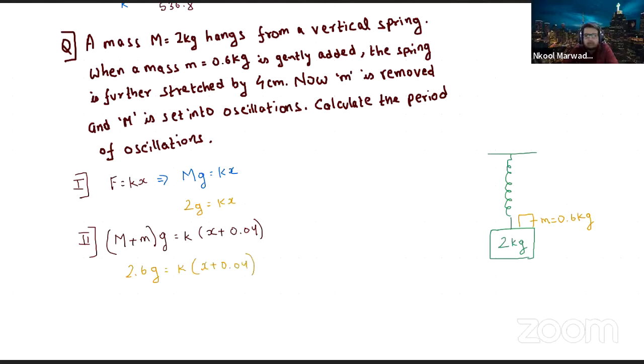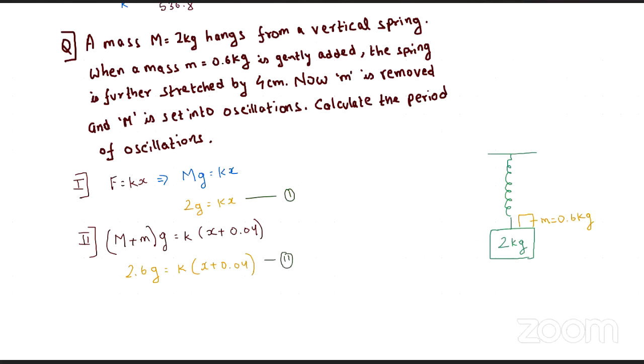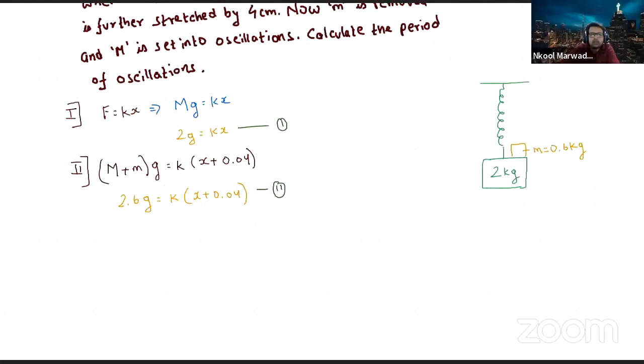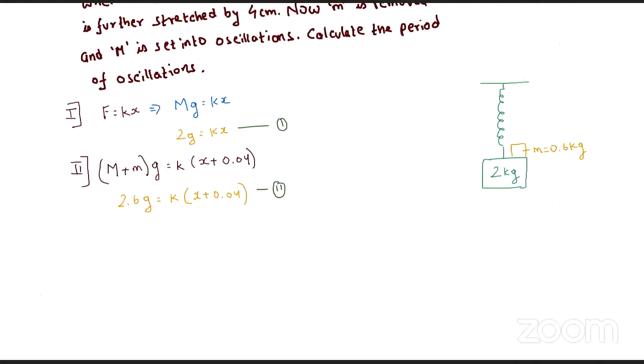Now we have two equations. This is equation 1 and equation 2. And now we can very easily solve these both equations to get the spring constant. And once we get the spring constant, then definitely we will be in a good position to calculate the time period of the oscillation. So let us give it a try.